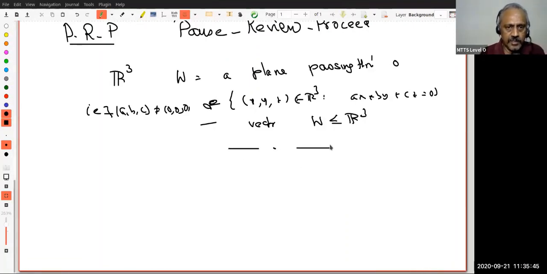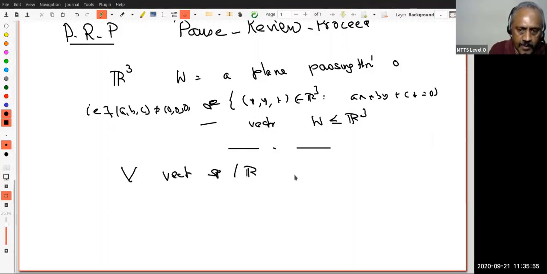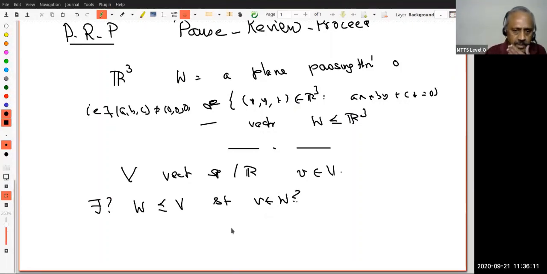Now let us do a little bit of theory before we come to some concrete examples. Let V be a vector space over R, and let v be a vector in V. I want to know whether there exists a vector subspace W so that v belongs to W. The answer is very easy. If v is 0, I can take W to be the 0 subspace. If v is non-zero, I can take W to be V itself, because V is a vector space. Therefore, that's not what we want.